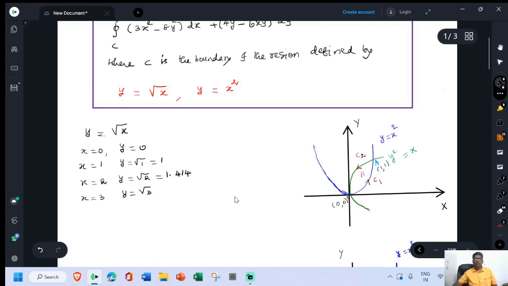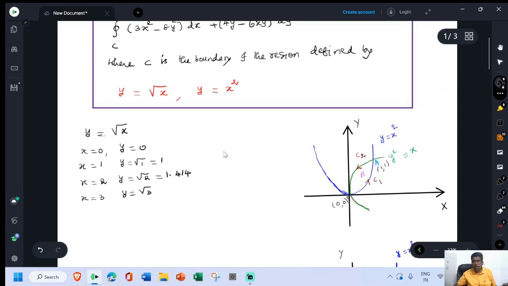You may have different values for x and y. Using these values, draw a curve. We can get the portion of this curve like this. Here, using these values, 0, 0 is the origin, then 1, 1, then x = 2, y = 1.414. Using this data, we can get this portion of the curve. If you put x = -1, -2, -3, we may get different y values. For that, we can get the other portion.